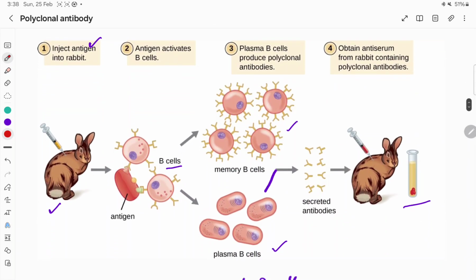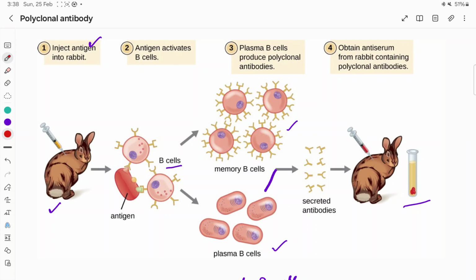For the method of production, we first inject the antigen into an animal, say a rabbit. This antigen activates the B lymphocytes in the rabbit, and these B cells will proliferate. We'll have two types of B cells, memory B cells and plasma B cells. The plasma B cells will secrete the antibodies, which are now present in the blood. So we can take the serum, and from the serum we can separate the polyclonal antibodies.